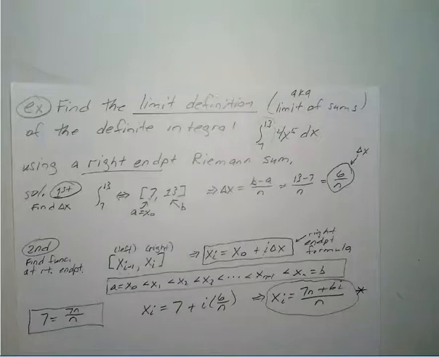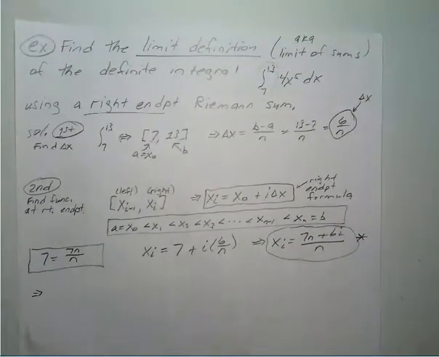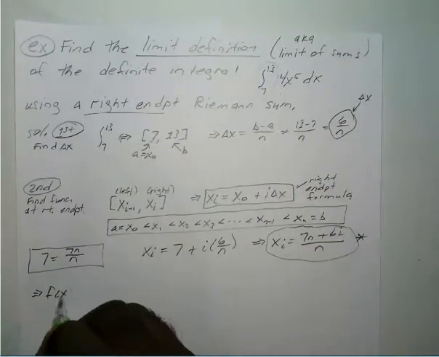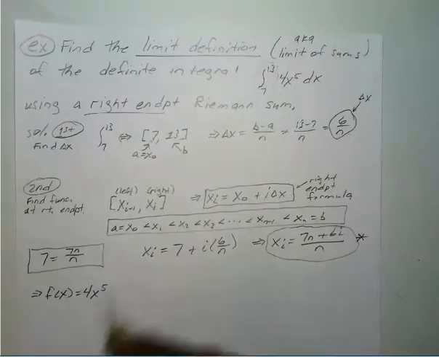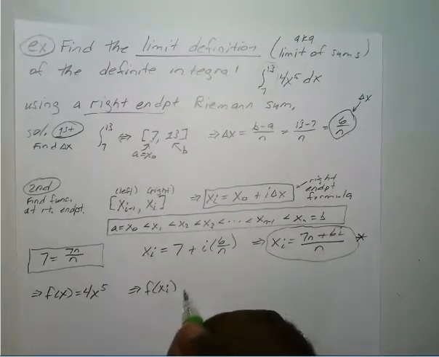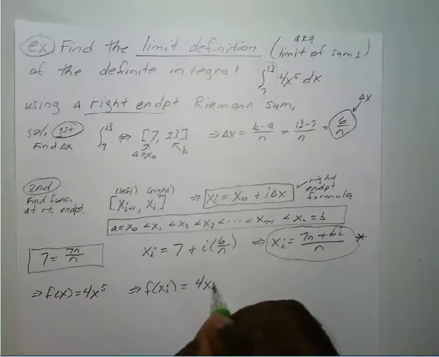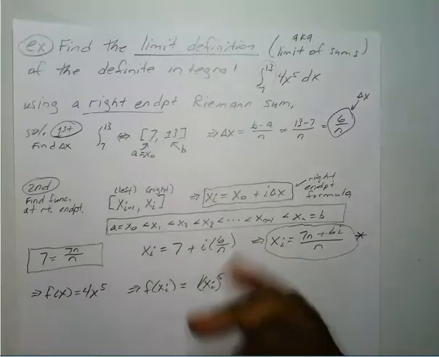All right, so we're not quite done with our second step yet, because once we find our x of i, we have to find our f of x of i. Moving on, we know that our f of x is 4x to the 5th power. So that means our f of x of i is just going to be 4 x of i to the 5th power. Let me clean that up just a smidgen.